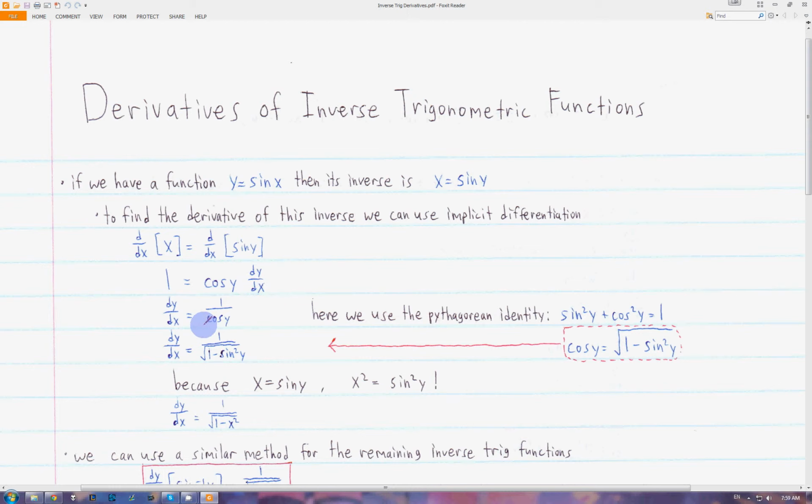And then if we look at our original inverse function, x equals sine of y, we can square both sides to get x squared equals sine squared y. So then we can replace the sine squared y with x squared. So finally we get dy dx, the derivative of this inverse of sine, is equal to 1 over the square root of 1 minus x squared.